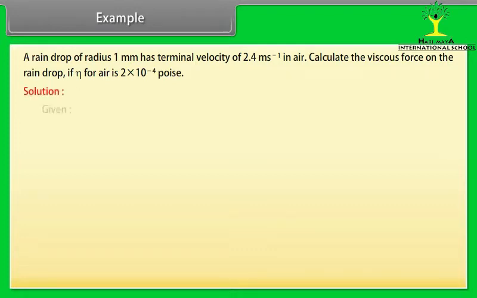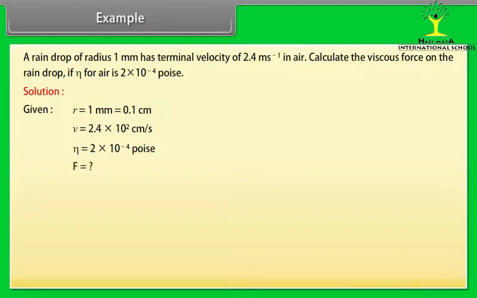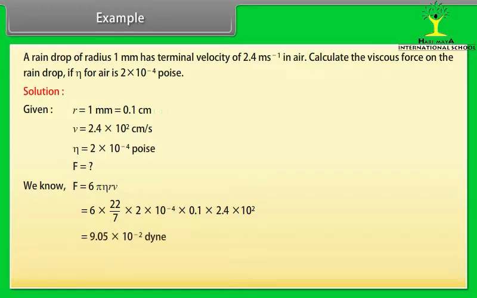Let's see the solution. Given values are r is equal to 1 millimeter, which can be written as 0.1 centimeter. V is equal to 2.4 into 10 square centimeter per second. Eta is equal to 2 into 10 raised to the power minus 4 poise. We know that F is equal to 6 pi eta r v. Putting their respective values in the above equation, on calculating we get F is equal to 9.05 into 10 raised to the power minus 2 dyne, which is equal to 0.091 dyne. Hence, the viscous force on the raindrop is 0.091 dyne.